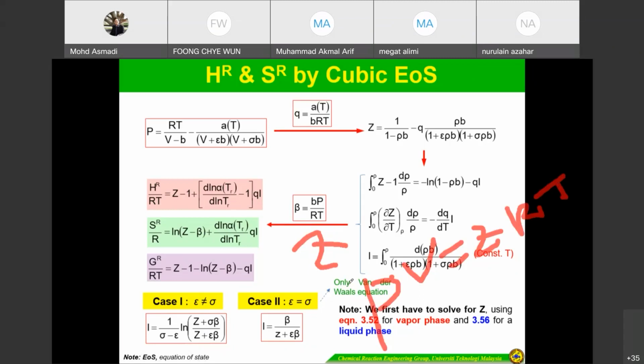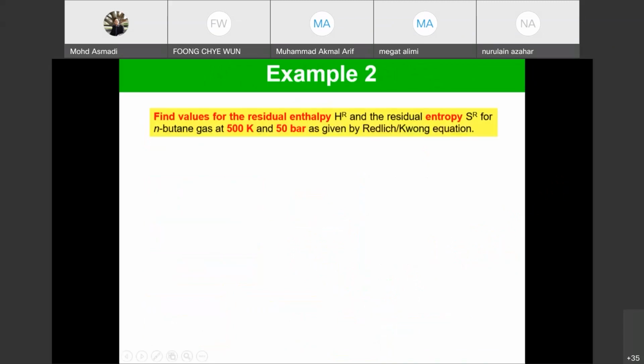Okay, so this one. If you still remember, there is a vapor and also liquid. Okay. So let's see an example. This one we do together. So please take one paper and we do together and I want to know the answer.